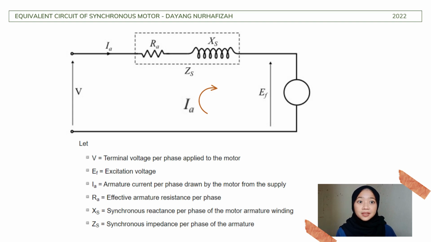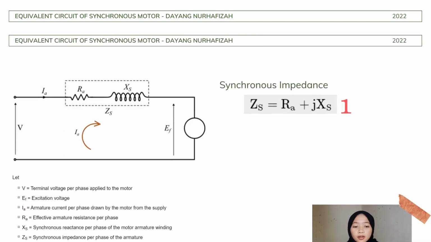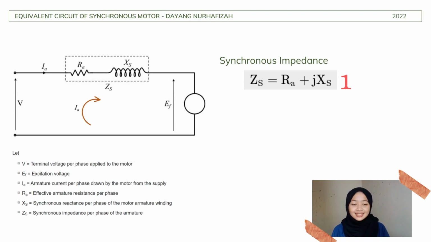And then we have the impedances. The first one we have is RA, which is the effective armature resistance per phase. And then we have XS, which is the synchronous reactance per phase of the motor armature winding. And then at the rightmost side, we have EF, which is the excitation voltage. Okay, next we proceed to the calculation part.